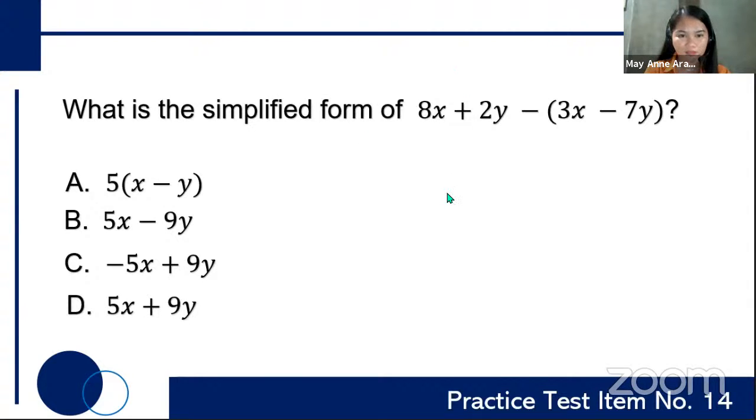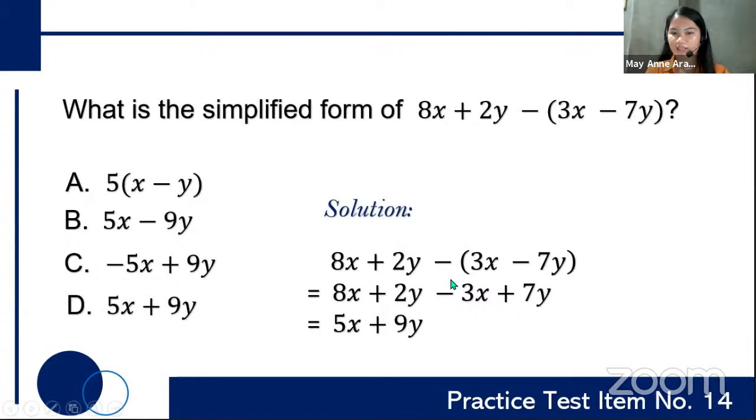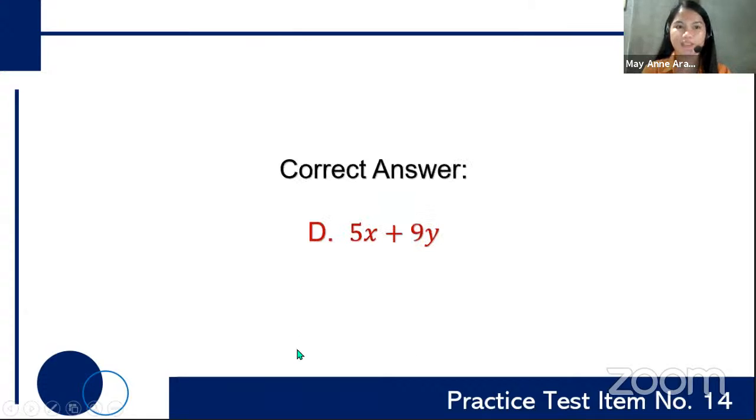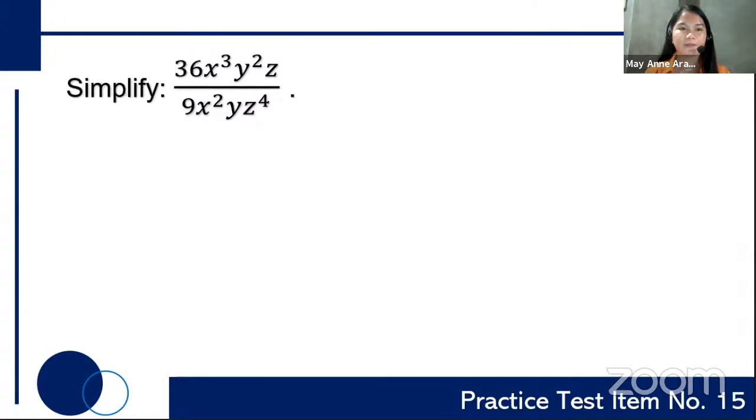Okay, the answer is letter D. Kasi dapat i-distribute yung negative sign ha. Don't forget that. Okay, so pwede siyang 2y plus 7y is positive 9y. Okay, answer is letter D. Okay, next, simplify. These are the options.